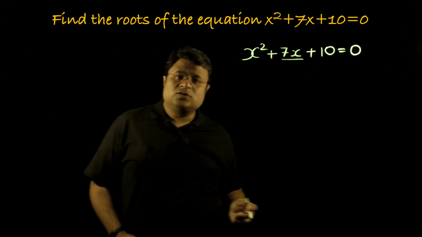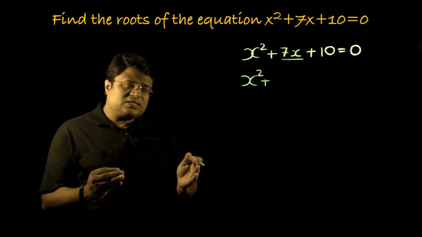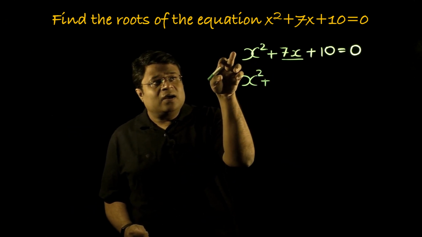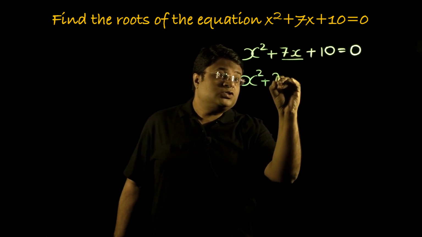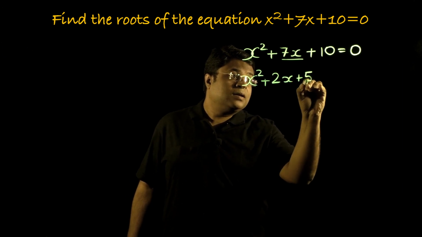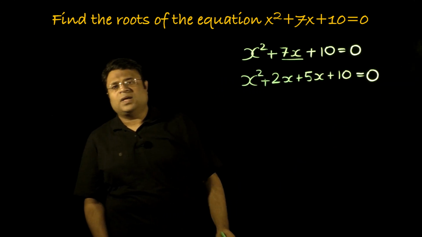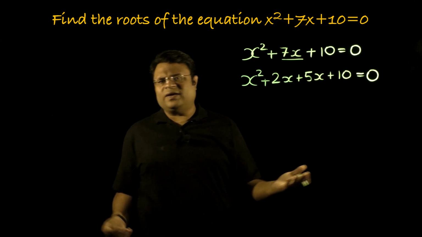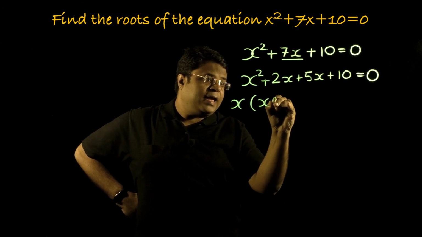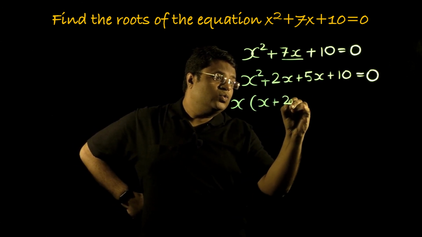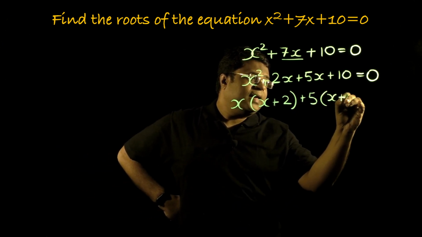You have 7x. What you're supposed to do is split this 7x in such a way that the product is the coefficient of the first term multiplied by the coefficient of the last term. So this will be 2x plus 5x plus 10 equals 0. I just split the 7 into 2 and 5 because 2 into 5 is 10. That's it. Now we take x common. I'll get here x plus 2, and from here if I take 5 common, I'll again get x plus 2.